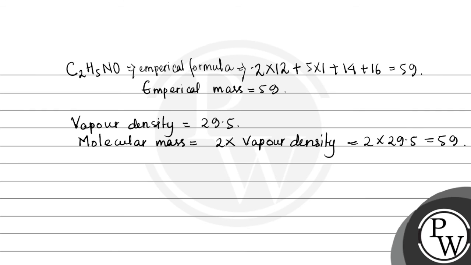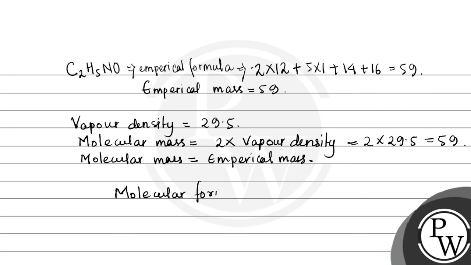From this, we can conclude that the molecular mass is equal to the empirical mass of the compound. That means the empirical formula is also equal to the molecular formula. So the molecular formula of the compound will be C2H5NO.